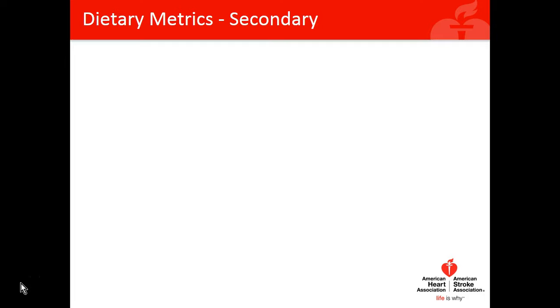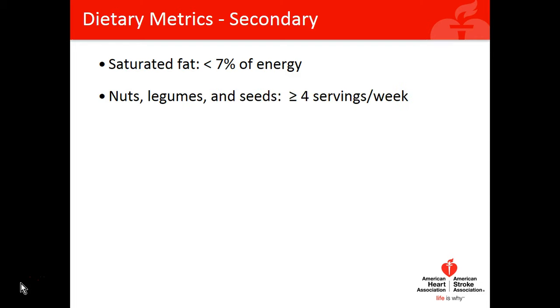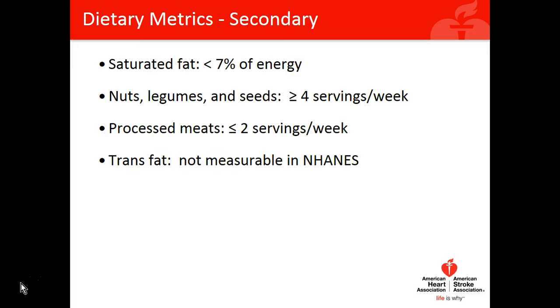Now, there's also secondary dietary metrics that are associated with the score. For our overall assessing progress, we do not include these metrics, but these are mentioned and outlined in the 2020 Strategic Impact Goals Special Report. Saturated fat, less than 7% of energy, is included as a secondary metric, as well as nuts, legumes, and seeds, processed meats, and trans fats. Not measurable in NHANES at the time, but we'll get to that a little bit further when we're talking about our data sets and our measurement sources.